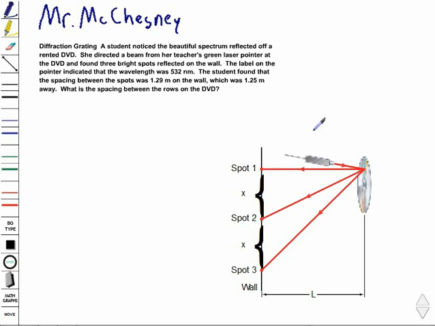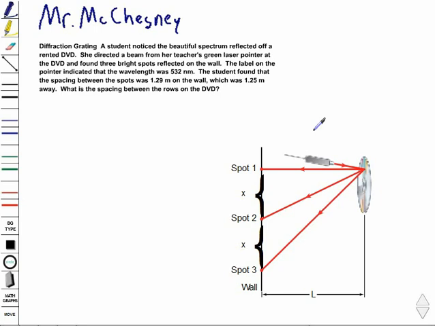The problem we have here is a student noticed a beautiful spectrum reflected off a rented DVD, basically a rainbow. She directed a beam from her teacher's green laser pointer at the DVD and found 3 bright spots reflected on the wall. The label on the pointer indicated that the wavelength of the laser was 532 nanometers. The student found that the spacing between the spots was 1.29 meters on the wall, which is 1.25 meters away. What is the spacing between the rows of the DVD?